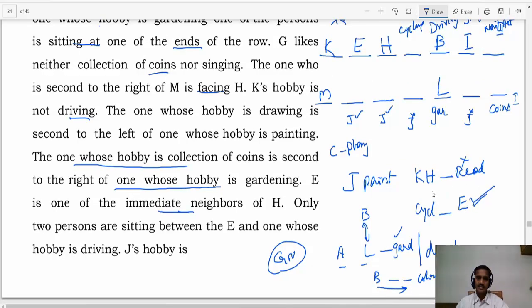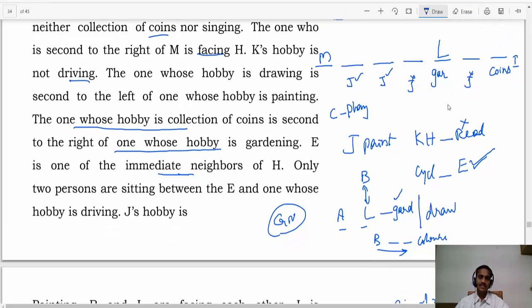K and H are reading. And G, A and L are in the same row but not adjacent to each other. So A cannot be here. A can be at any one of these places.